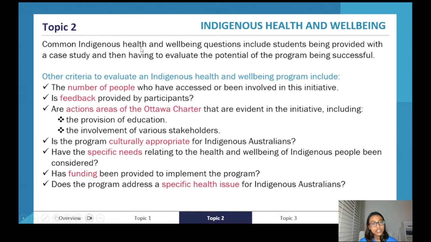So we've got common Indigenous health and well-being questions, including that. It includes students being provided with a case study and having to evaluate the potential. This is how it's usually phrased: evaluate the potential of this program in improving the mental health and well-being. It won't be that specific. It'll usually be the health and well-being of Indigenous Australians, and then the criteria that you need to talk about when you're evaluating any program, including the ones for smoking, road safety, and skin cancer, all of those.